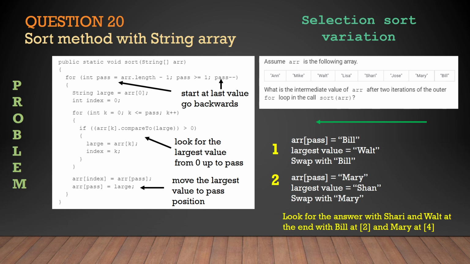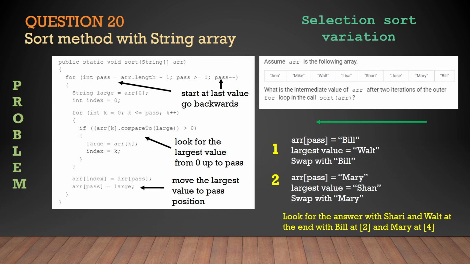So we have a string array, and we start at the end and move backwards. Pass equals just the index of the last value, and we're going to keep going till we're greater than or equal to 1, not 0. Interesting. This one's going to get to 0. This is going to start at 0. So this one's going the other way. As you see, this is a sorting algorithm. It's going in opposite directions.